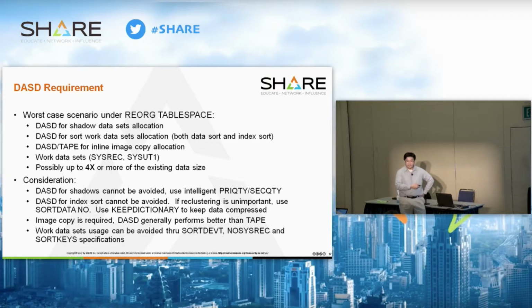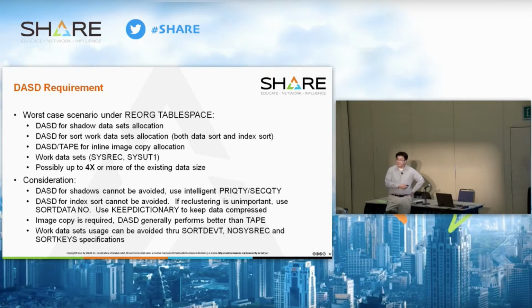Like I said, disk space for shadows, you can't avoid it. But one thing you can do is make sure that you allocate intelligent primary and secondary quantities so that we don't over-allocate and waste space unnecessarily. For the sorting, the index sort cannot be avoided. We experimented with a different algorithm where we just built the keys into the shadow index without sorting the keys. But you know that random I/O, when you're processing keys in completely non-key order, kills the performance of reorg. So index keys will always be sorted.